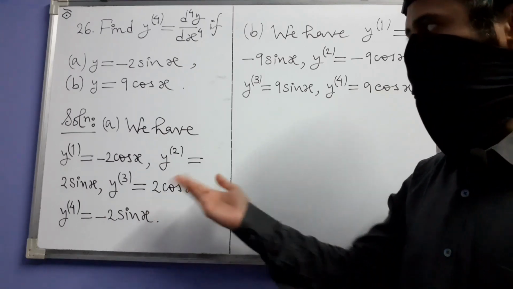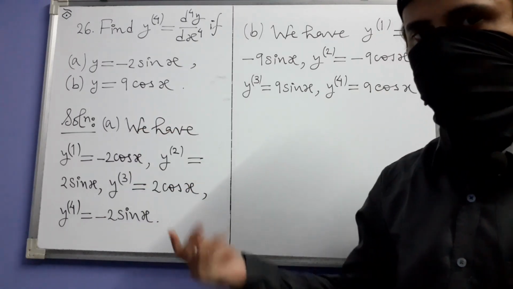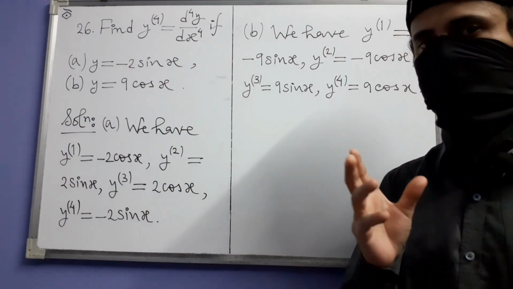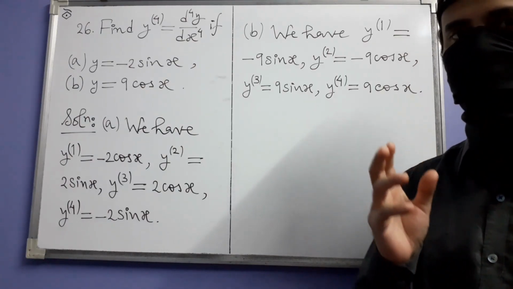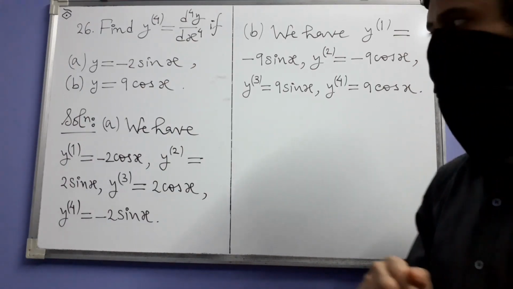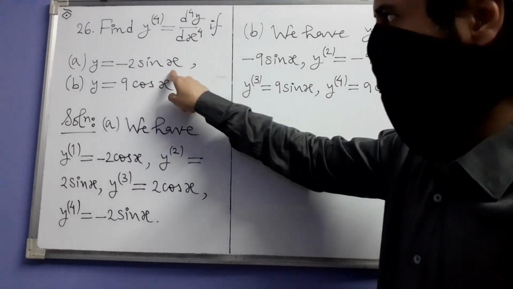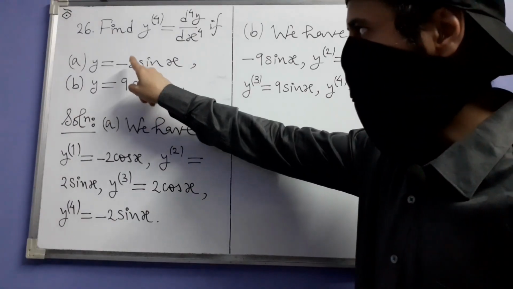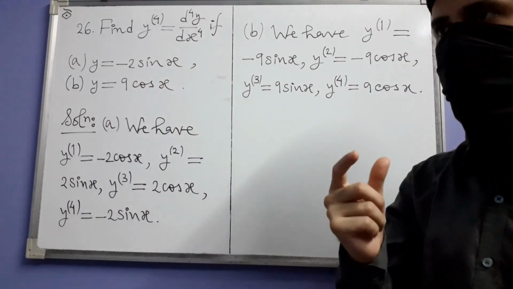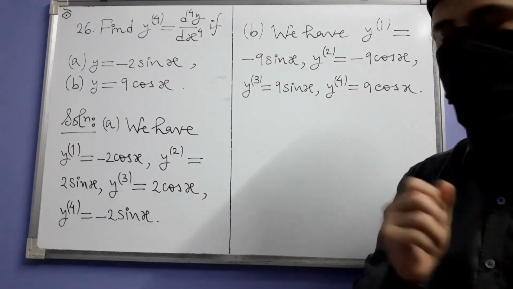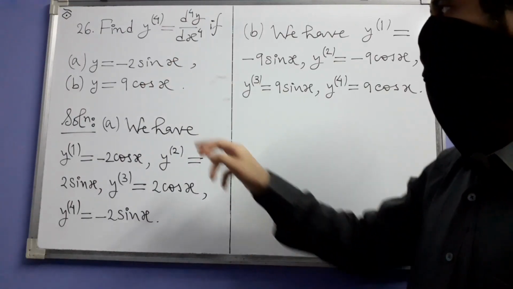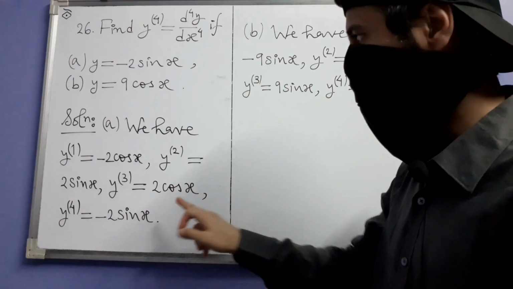Okay, so we start the solution with part A first, of course. And we are just going to remember that the derivative of sin x is cos x and the derivative of cos x is minus sin x. So if we differentiate this once, then it will be minus 2 times the derivative of sin x. Why? Because you are using the constant multiple rule, and the derivative of sin x is cos x.